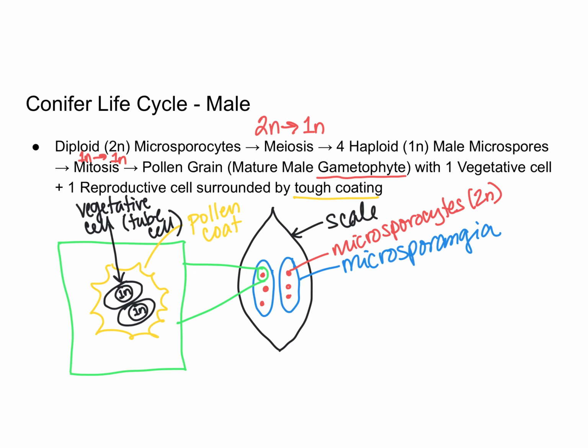The other cell is a reproductive cell, because after pollination, it is going to fertilize the female gametophyte. So the reproductive cell is actually going to be involved in fertilization in order to form a diploid zygote.